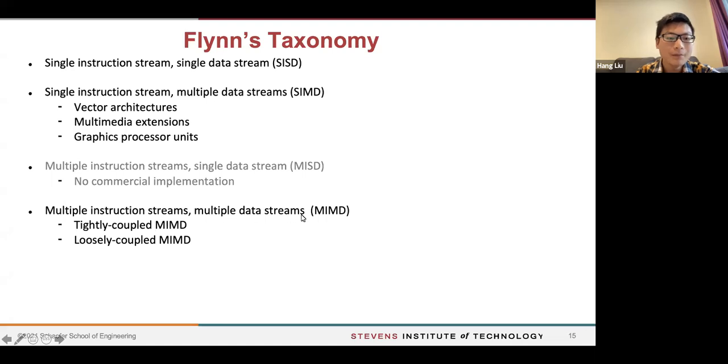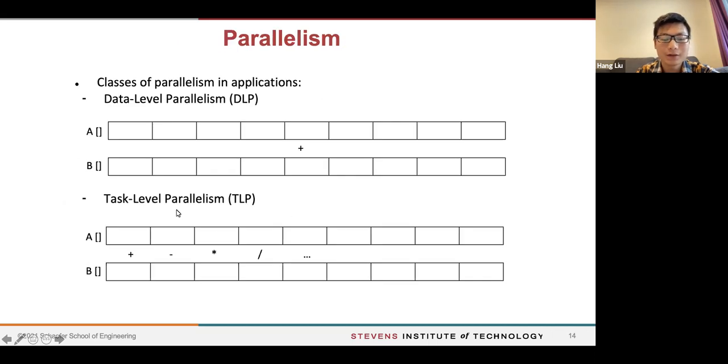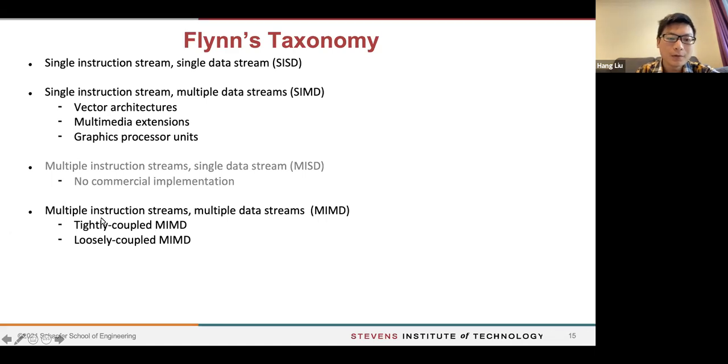Then we have MIMD, which is multiple instruction, multiple data. That is a good fit for task level parallelism. So we have A0 and B0 with the instruction of addition, and A1, B1 with the instruction of subtraction. Different instructions go to different data. We also have to be honest that there's MISD, where multiple instructions apply to the same data. This kind of parallelism is very rare. I'm not saying it's impossible, but it's not commonplace, which is why there are no commercial implementations.